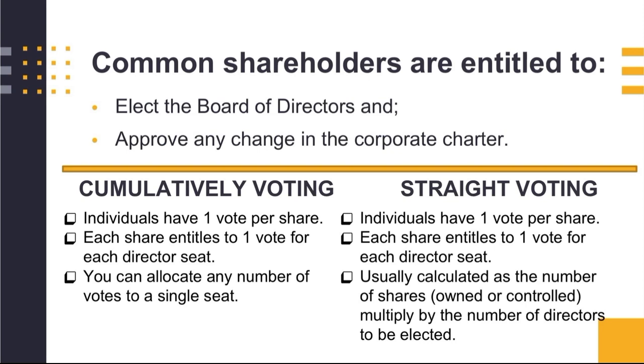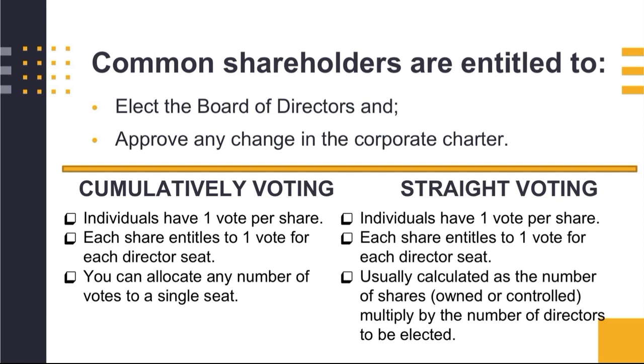Cumulative voting, individuals have one vote per share. Each share entitles to one vote per each director seat. You can allocate any number of votes to a single seat. Example, nagmamay-ari ako ng 200 shares, equivalent ng 200 votes. Dito, pwede kong iboto lahat ng shares ko sa iisang director lang.